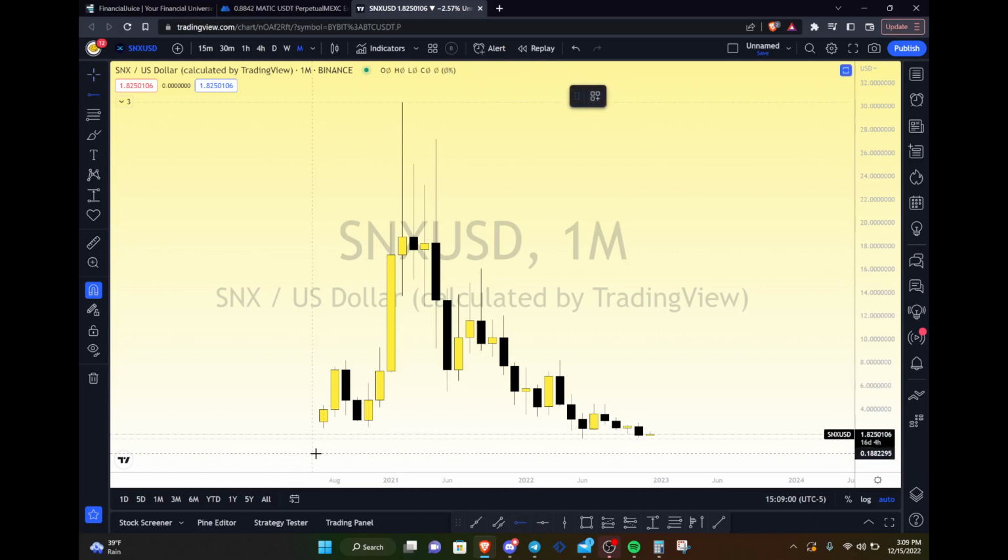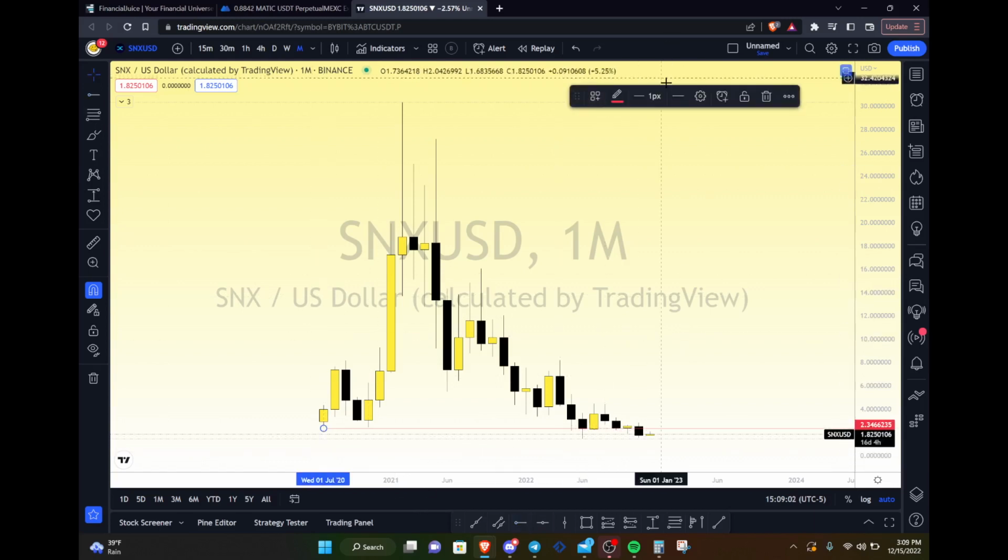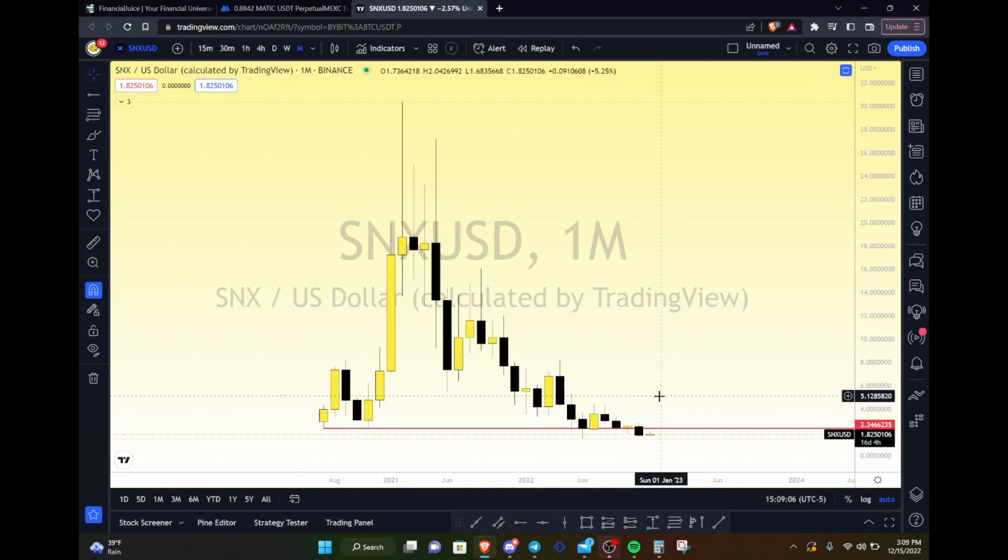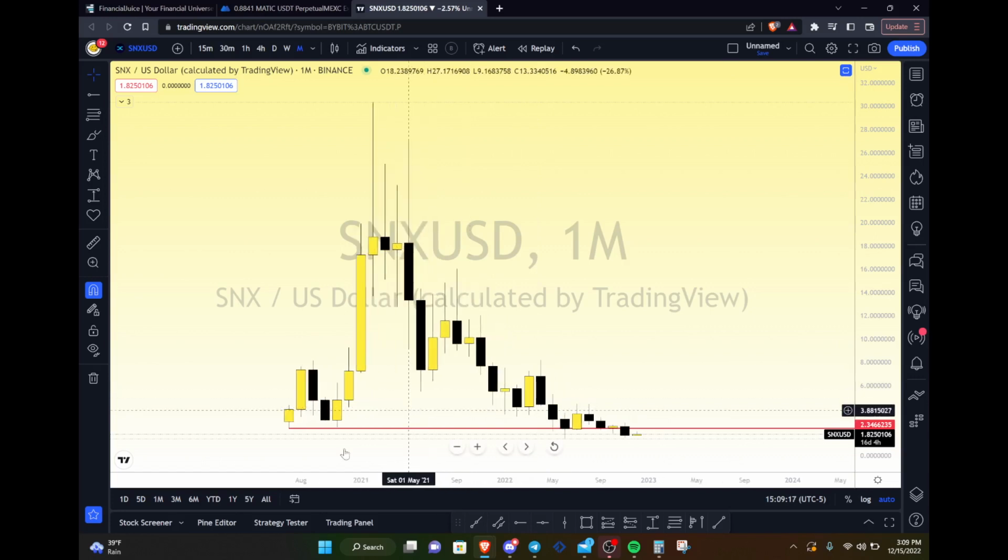Let's mark this so we can have that visualization. This is going to be a red ray, so we know it's off of the monthly time frame. Remember, red lines are monthly time frames, black lines will be weekly time frames, and the blue lines will be representative of the daily time frame. Off of the monthly time frame, we are trading under this previous all-time low, which is at $2.34, and right now we're trading at $1.82.